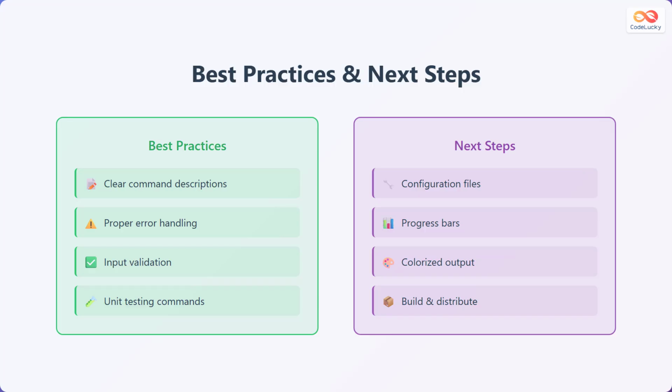Looking ahead, there are many advanced features to explore. Configuration files allow users to set default values and preferences. Progress bars provide feedback during long-running operations. Colorized output makes your CLI more visually appealing and easier to read. Finally, learn how to build and distribute your applications so users can easily install and use your tools.